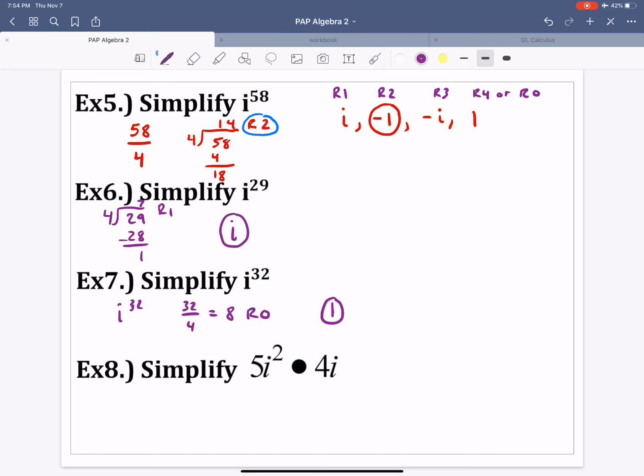Okay. Now, example 8 is the same kind of deal. It's just formatted a little bit differently. We have 5i squared times 4i. I don't know why that multiplication dot is so obnoxiously huge, but we're going to roll with it. Okay, so when we multiply these, multiply real number part times real number part. So 5 times 4 gives me 20. And then imaginary part times imaginary part. i squared times i is i to the third. Well, think back to your repeating pattern. What does i to the third equal? Okay, i to the third is the third term in the sequence. So it's 20 times -i. And if we clean that up a little bit, we end up getting -20i as our final answer.